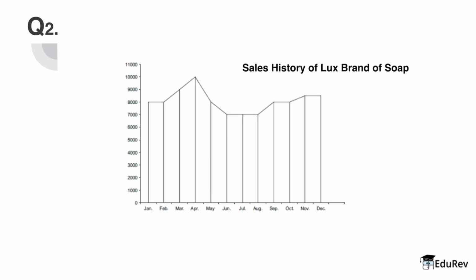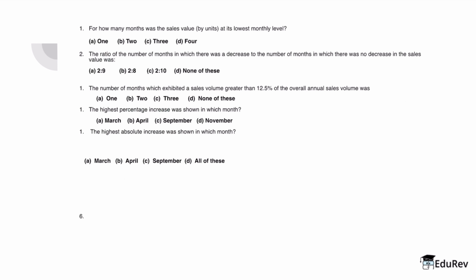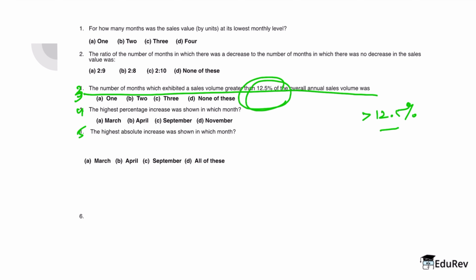So now here the total sales volume is approximately 97,000, which was provided. Now 12.5% of this value would mean 1/8 of this value, correct? Because we want greater than 12.5%.